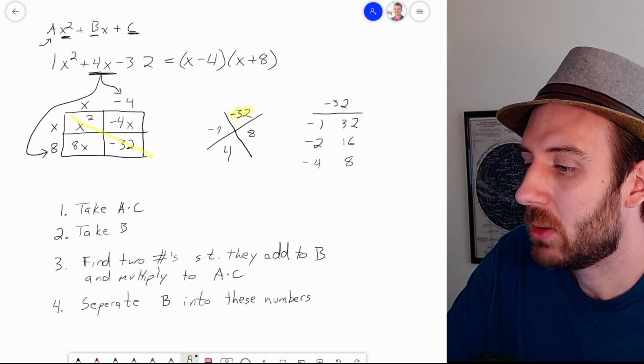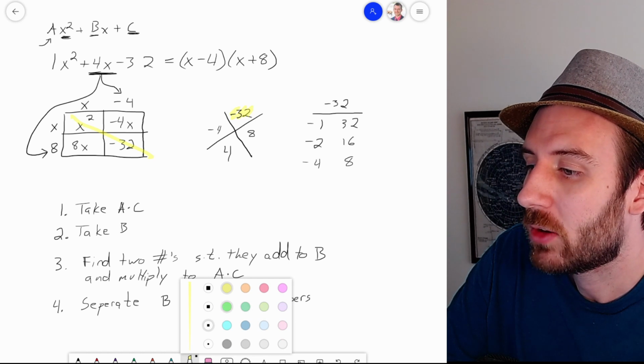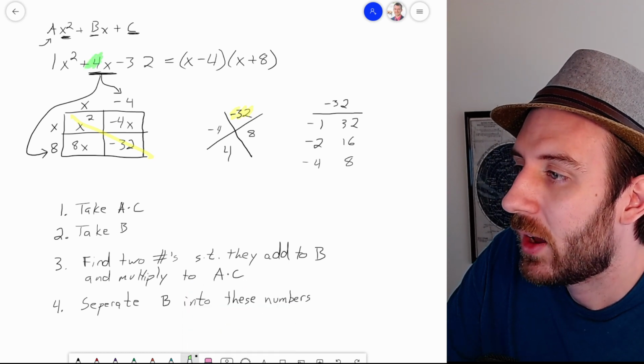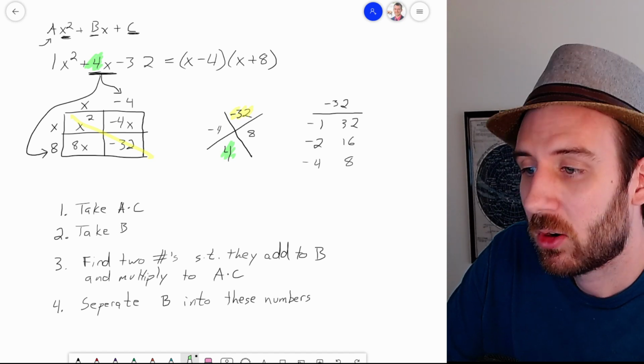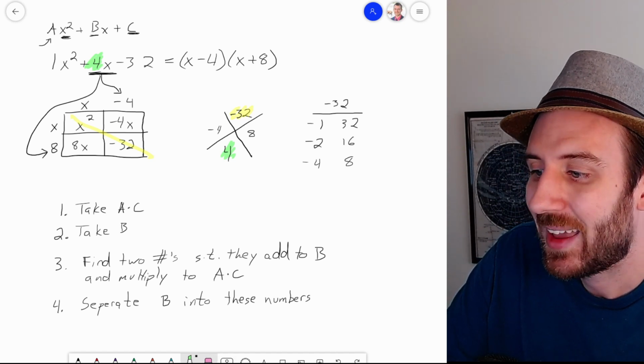This is the A times C. Take B. What is B? B is the middle number. So that was looking for the amount of material I had to actually work with. That was my 4 right here. Find two numbers such that they add to B and multiply to A times C.